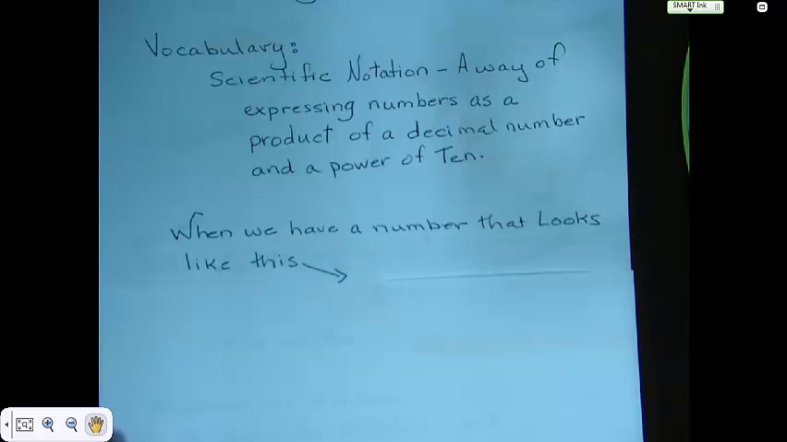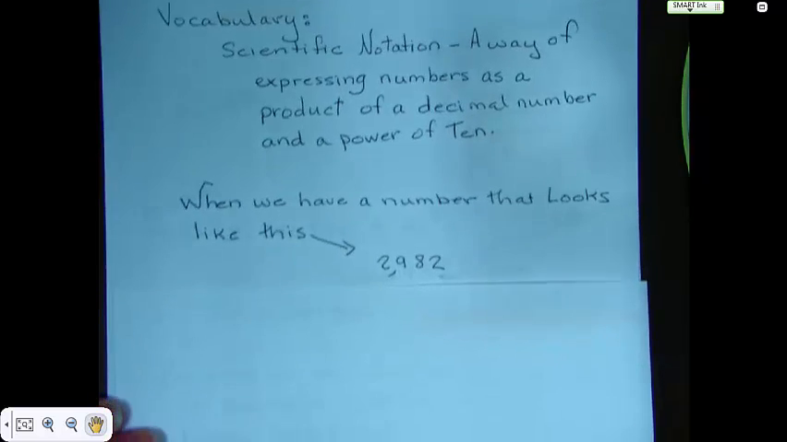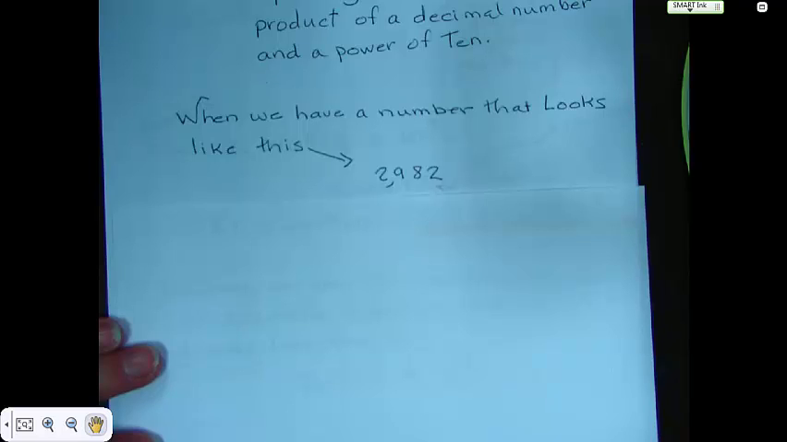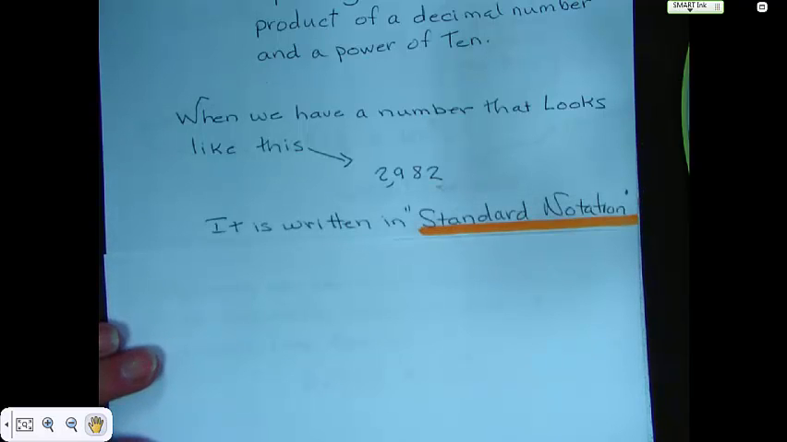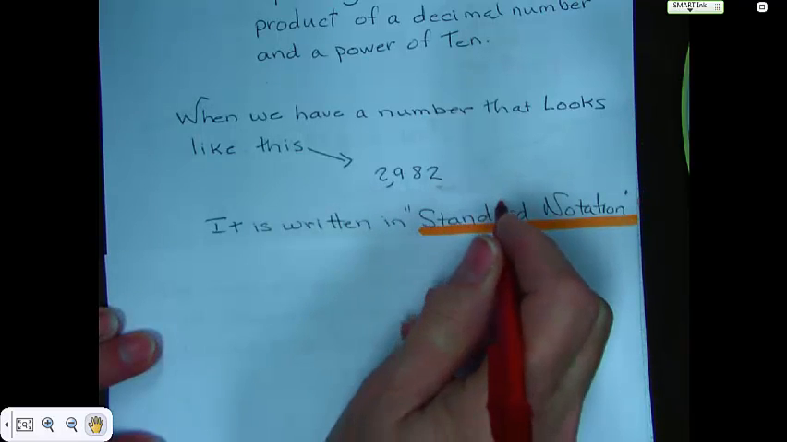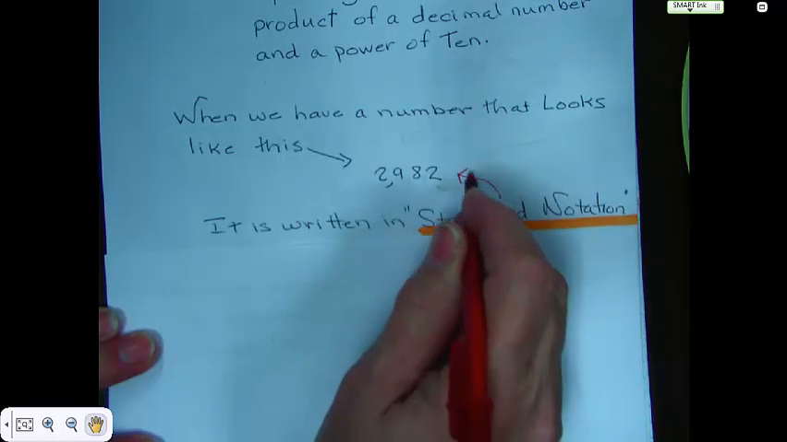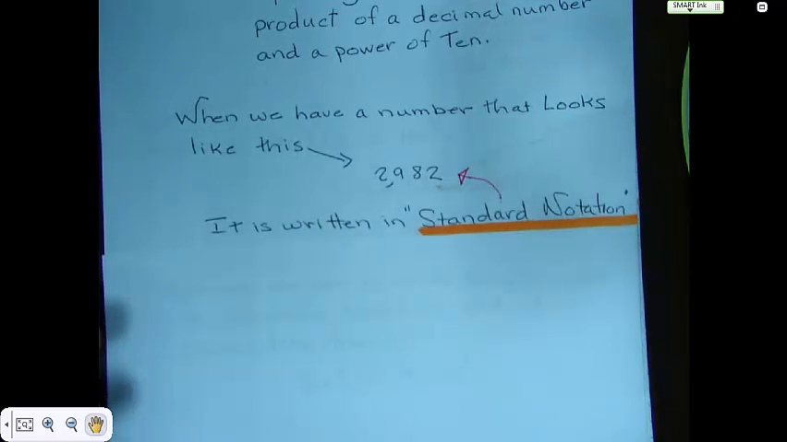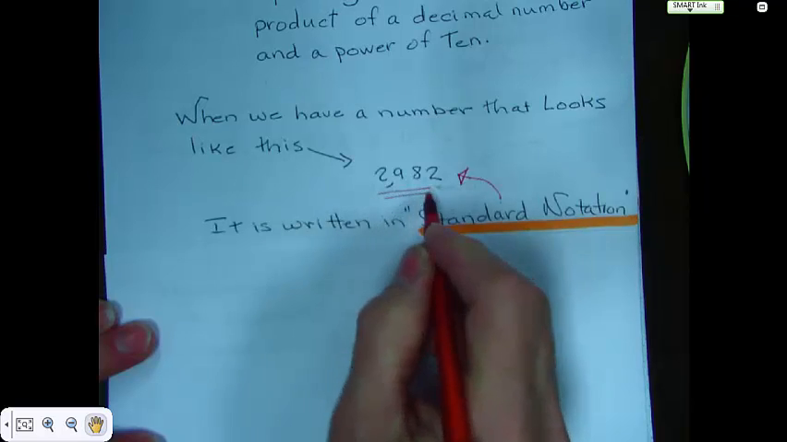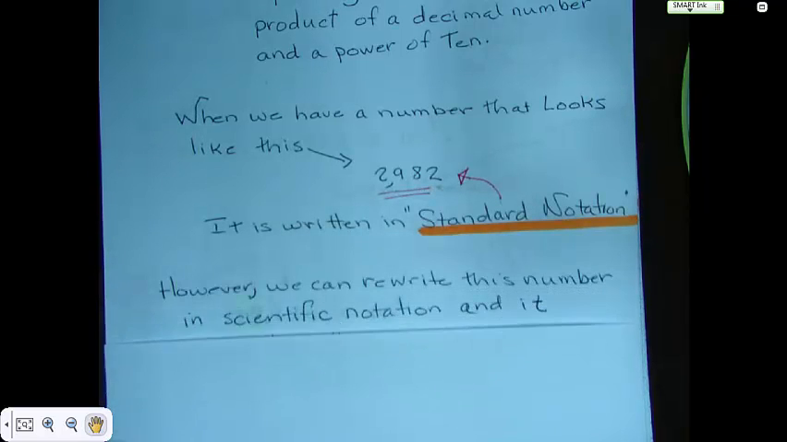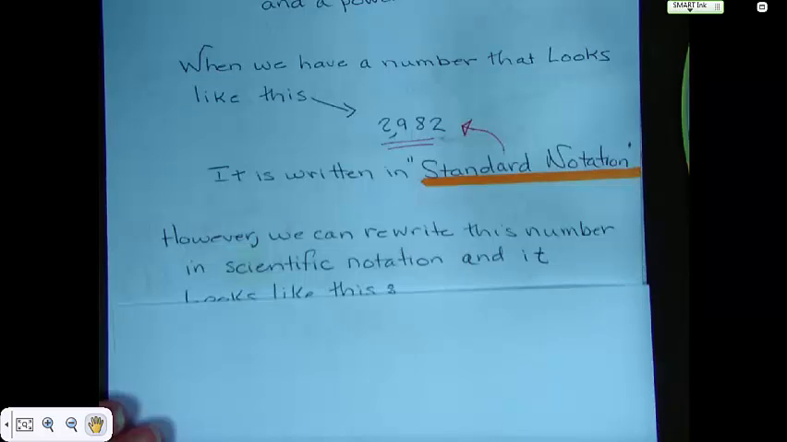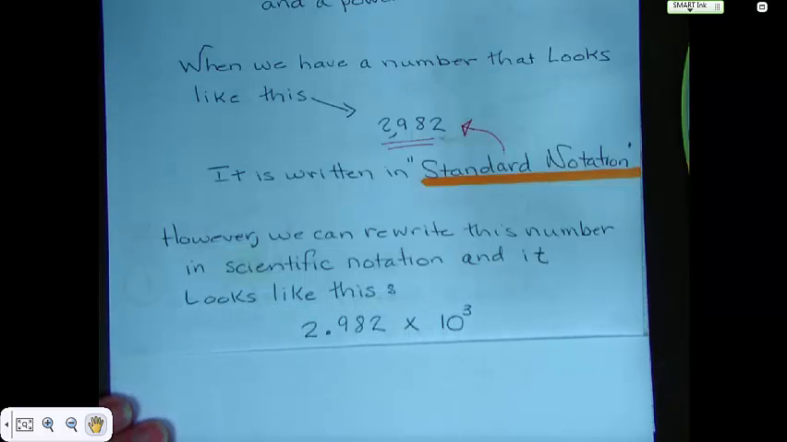When we have a number that looks like this, we can rewrite it in... well, actually, I should say this is in standard notation. Sorry about that. This number is in standard notation. That's the way we normally see it, okay? But we can rewrite that number in scientific notation, and it looks like this.